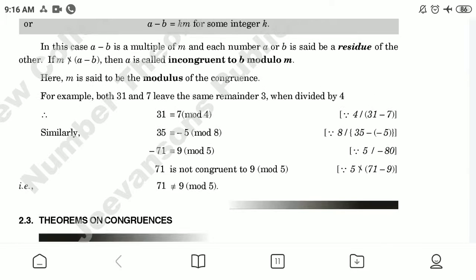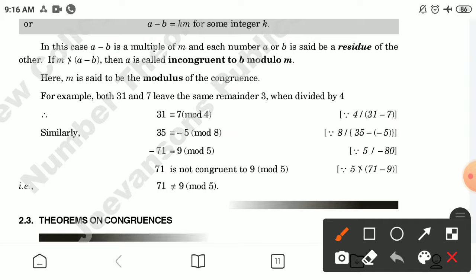In this case, a minus b is a multiple of m and each number a or b is said to be a residue of the other. If m does not divide a minus b, then a is called incongruent to b modulo m. Here m is said to be the modulus of the congruence.